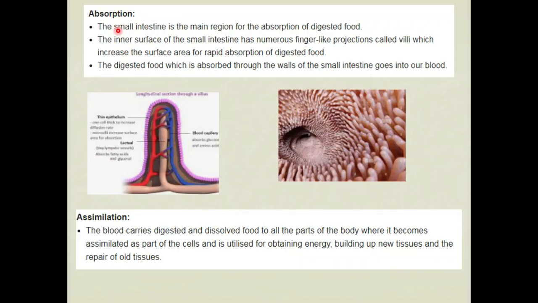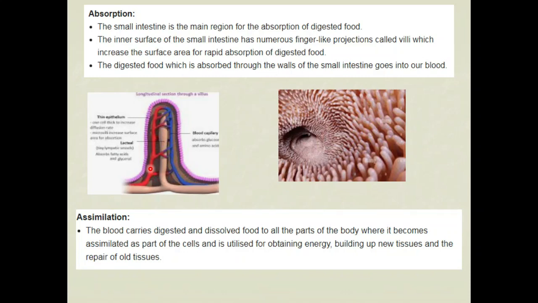Finally, absorption has to take place, right? It has been produced, but everything has to be absorbed by our bloodstream. The small intestine is the main region for absorption of digested food. So we have a lot of finger-like projections which help to absorb the digested food. The name of the finger-like projection is villi. So the villi help to absorb the digested food and are connected to the bloodstream.